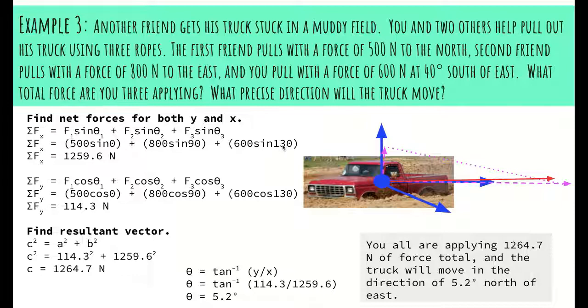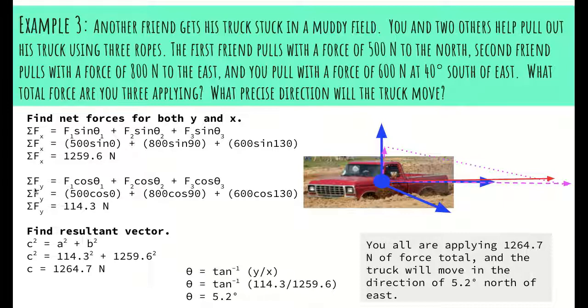sine 130. Pay attention to that part because it says it's 40 degrees south of east. If we measure 40 degrees south of east, starting at 0 and going all the way down to this, that would be 130 degrees. So what we should figure out is that we have a net force in the x direction of 1,259.6 newtons.